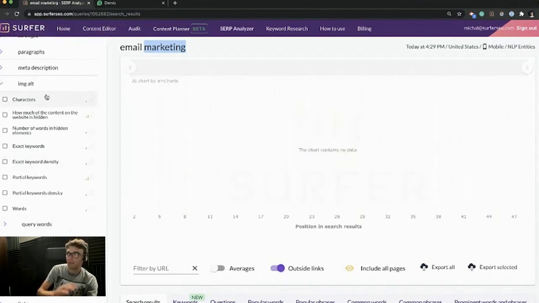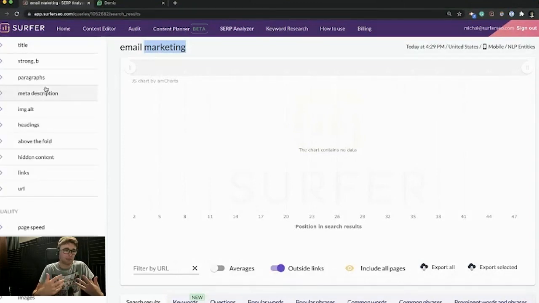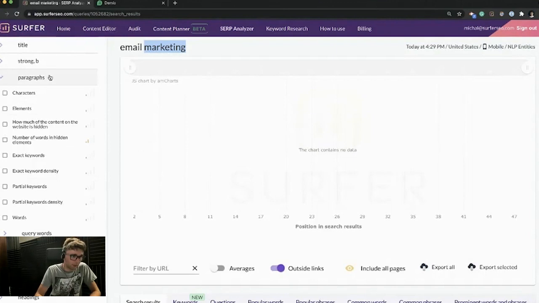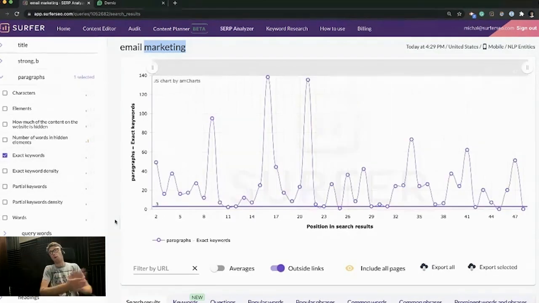Let's take a look at a place that is a bit more about content, because in general image alts are not the strongest place, or at least not a place that contains a lot of words. Okay, let's take a look at the paragraphs, and let's take a look at the exact keywords, and boom, you see this piece of chart.